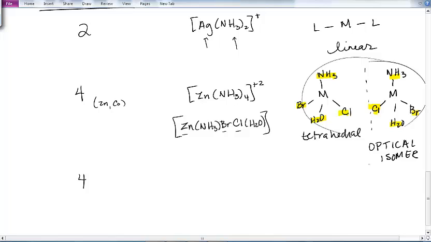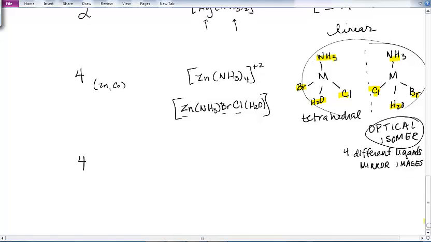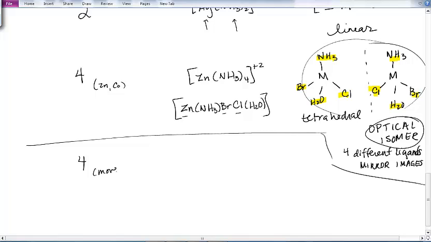And an optical isomer is when you have 4 different ligands and their mirror images. They are actually different molecules. Many of you in Chem 1 had learned about optical isomers and built it rather than with ligands, but with just 4 different atoms. But the same is true if there are 4 different ligands. Okay, another coordination number of 4, which is more common, is a slightly different shape.